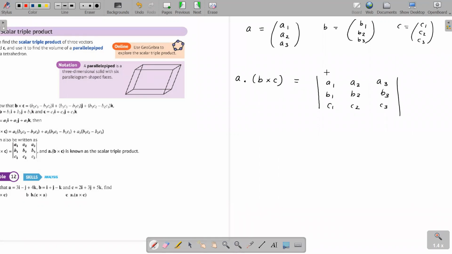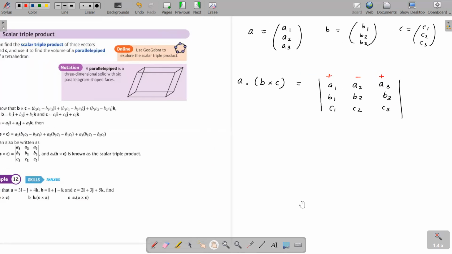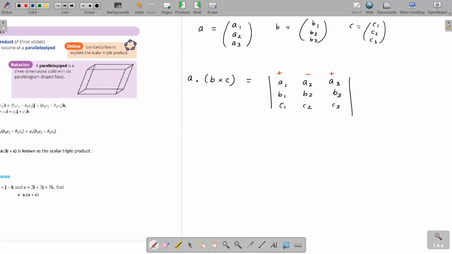And then as usual, we put plus, minus, plus. The only difference between the normal cross product and the scalar triple product is that in the scalar triple product, you have an extra vector, the dot product vector, which comes on top. That is written as the very first row, and the other two cross product vectors follow in the second and third rows. Is this clear? You all know how to find the determinant, so you can use the rule that we used previously and find the scalar triple product.